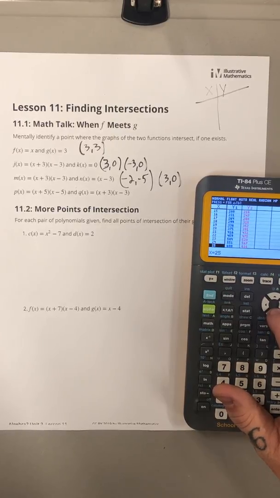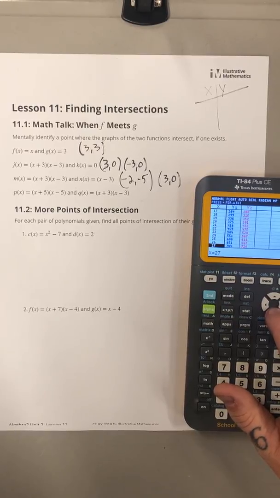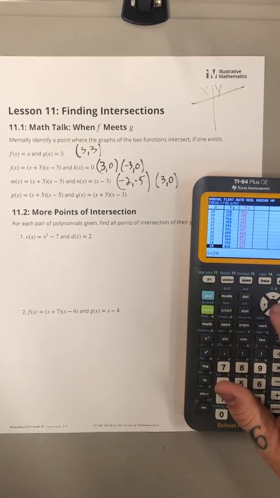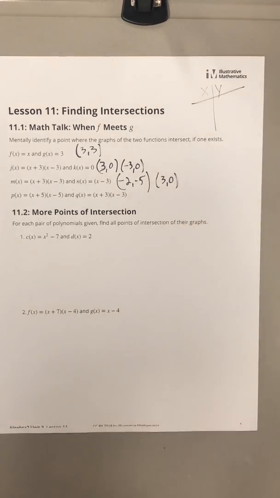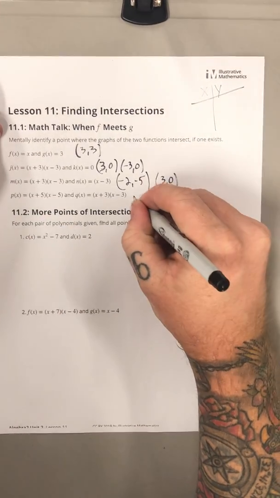They're never gonna touch. You can see that I'm going up and up and up. And they're close, but they only have a distance of 16. So they're never actually gonna touch, so these have no intersection.